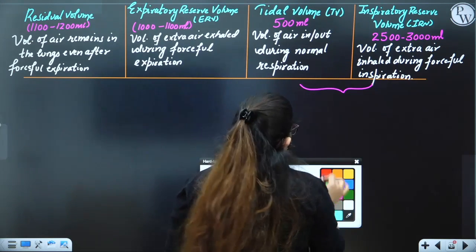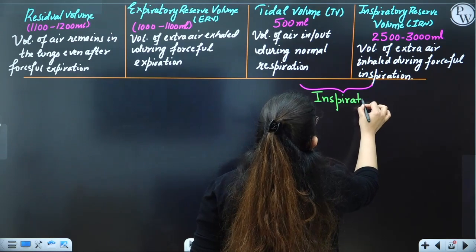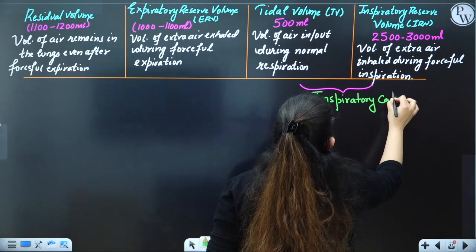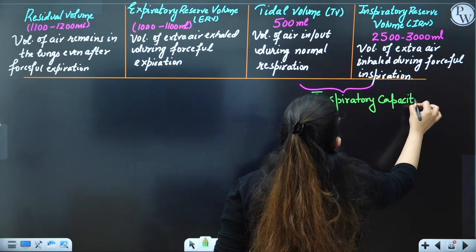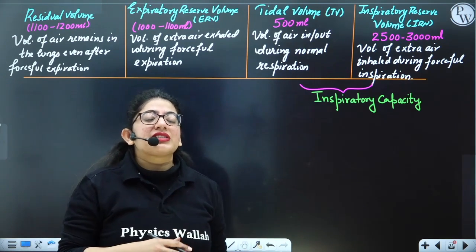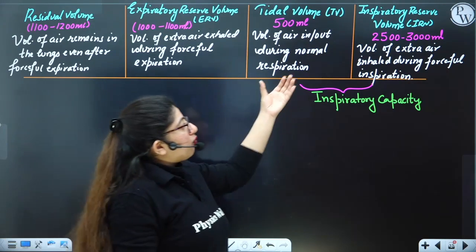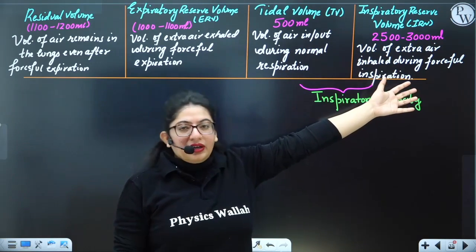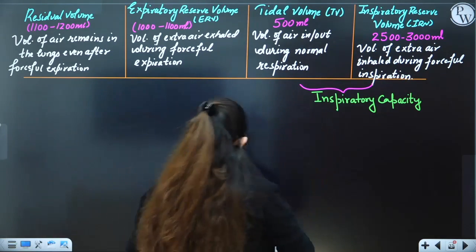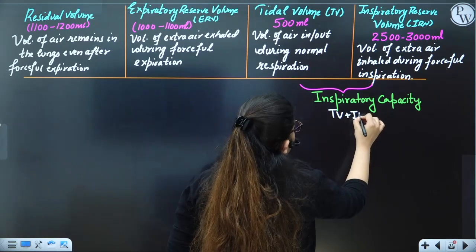All right. Whenever I am doing forceful inhalation, the total volume of air that is going inside my lungs is inspiratory capacity. So that is a sum of my tidal volume and the extra which is coming, inspiratory reserve volume. So it is formed by the combination of TV plus IRV.